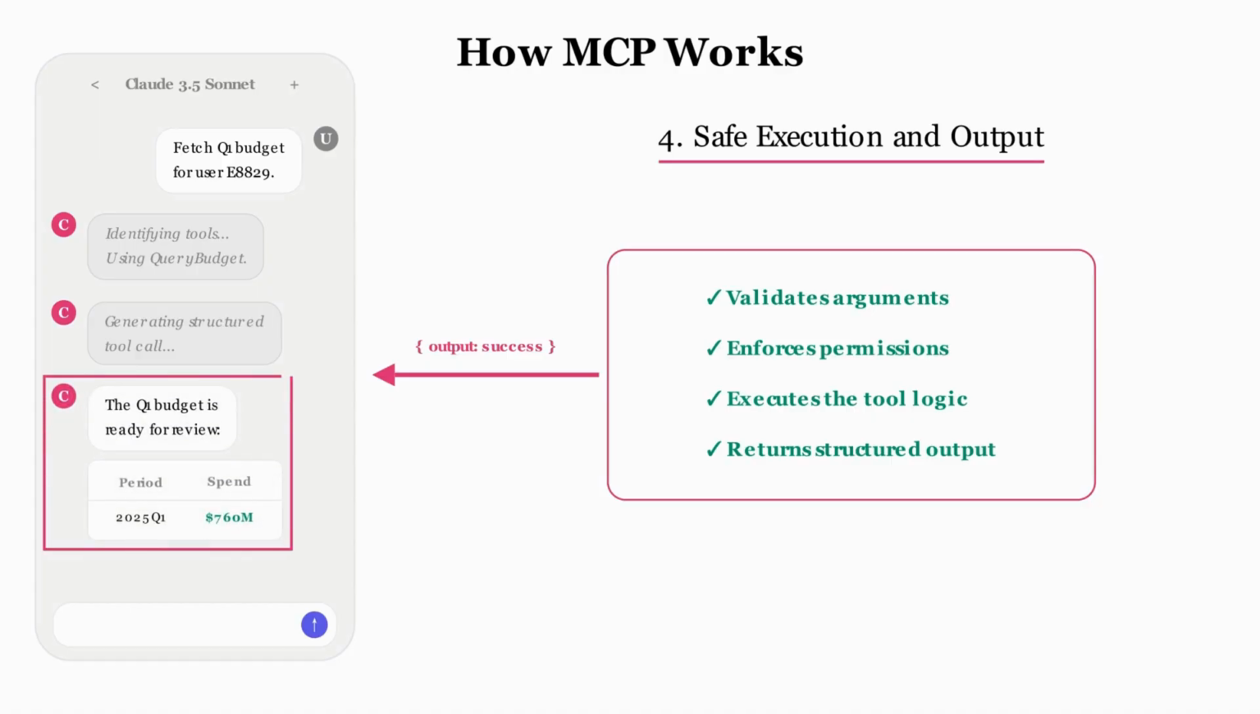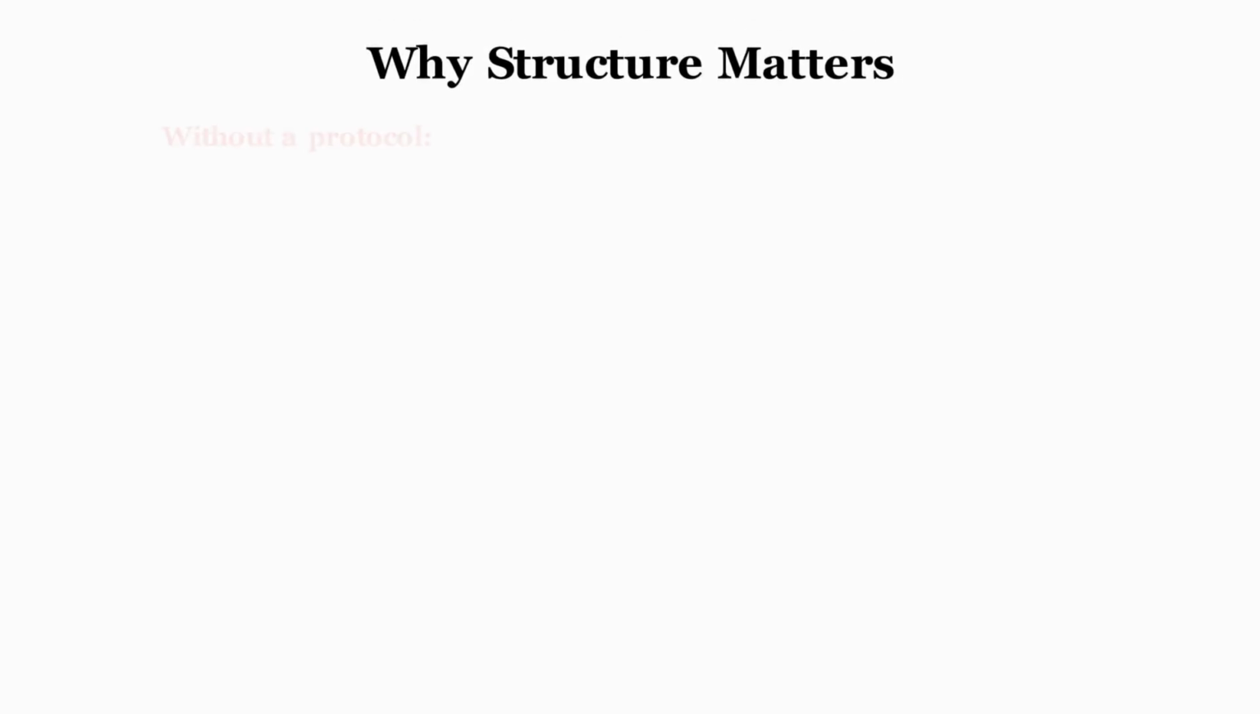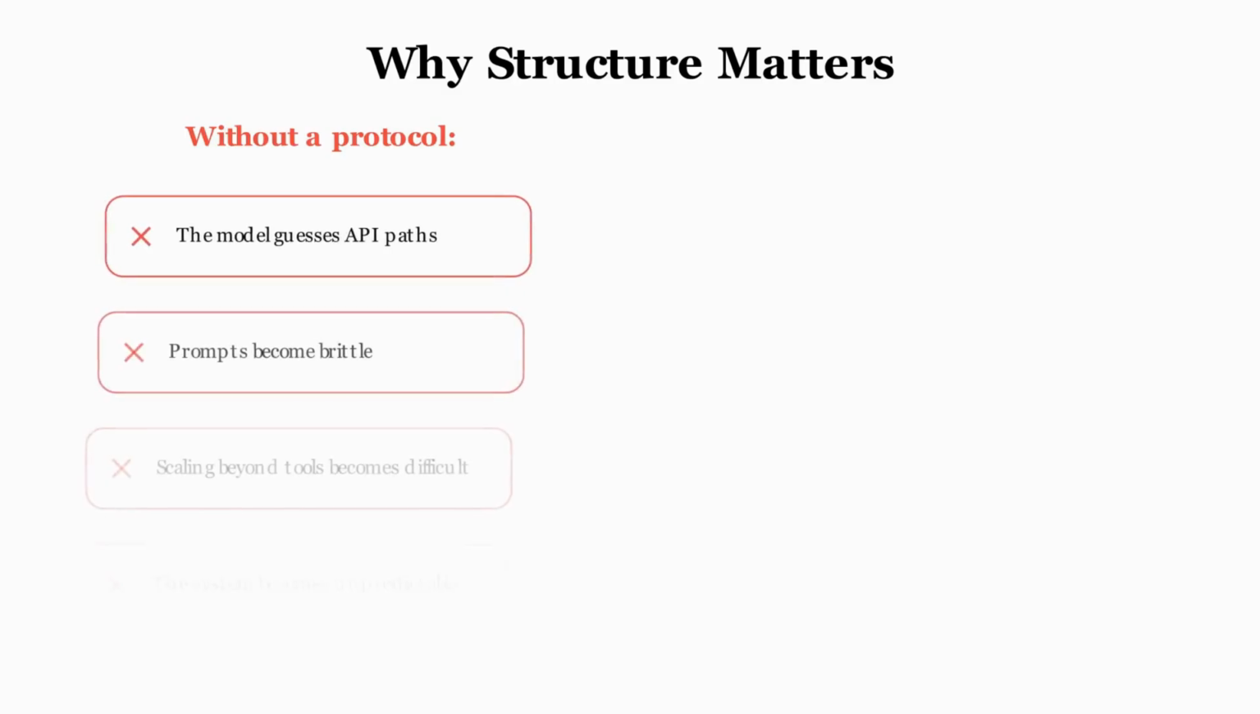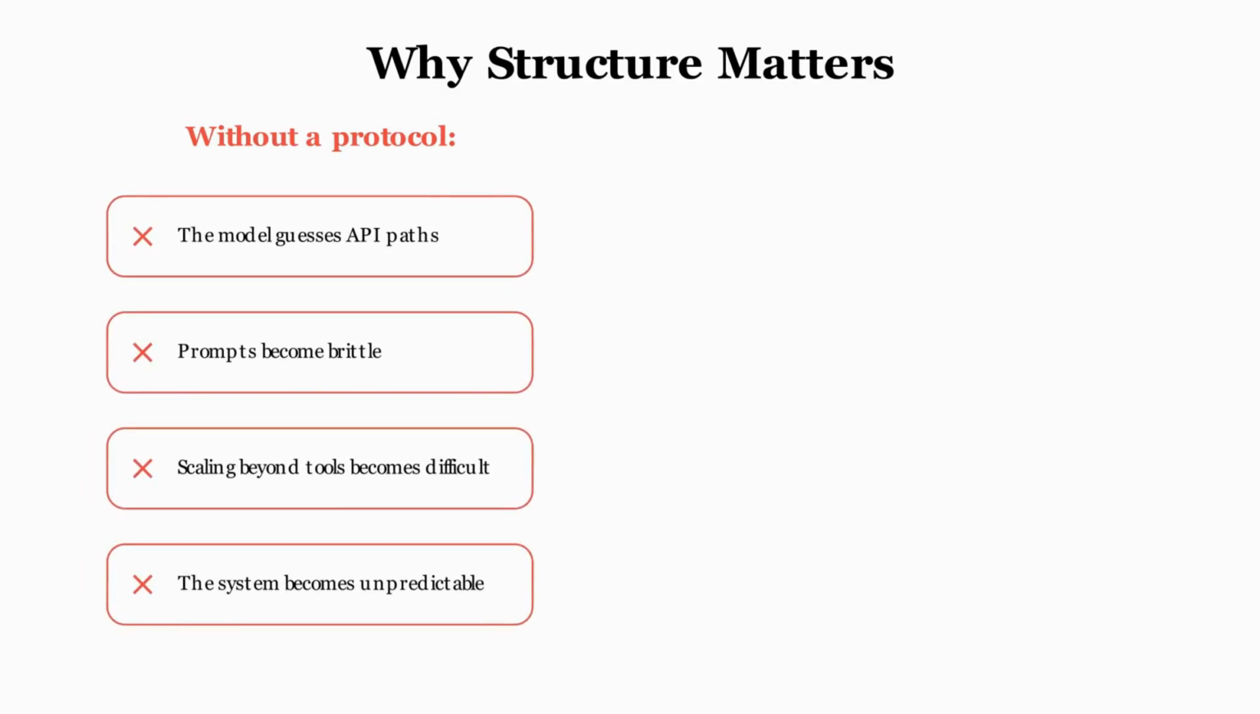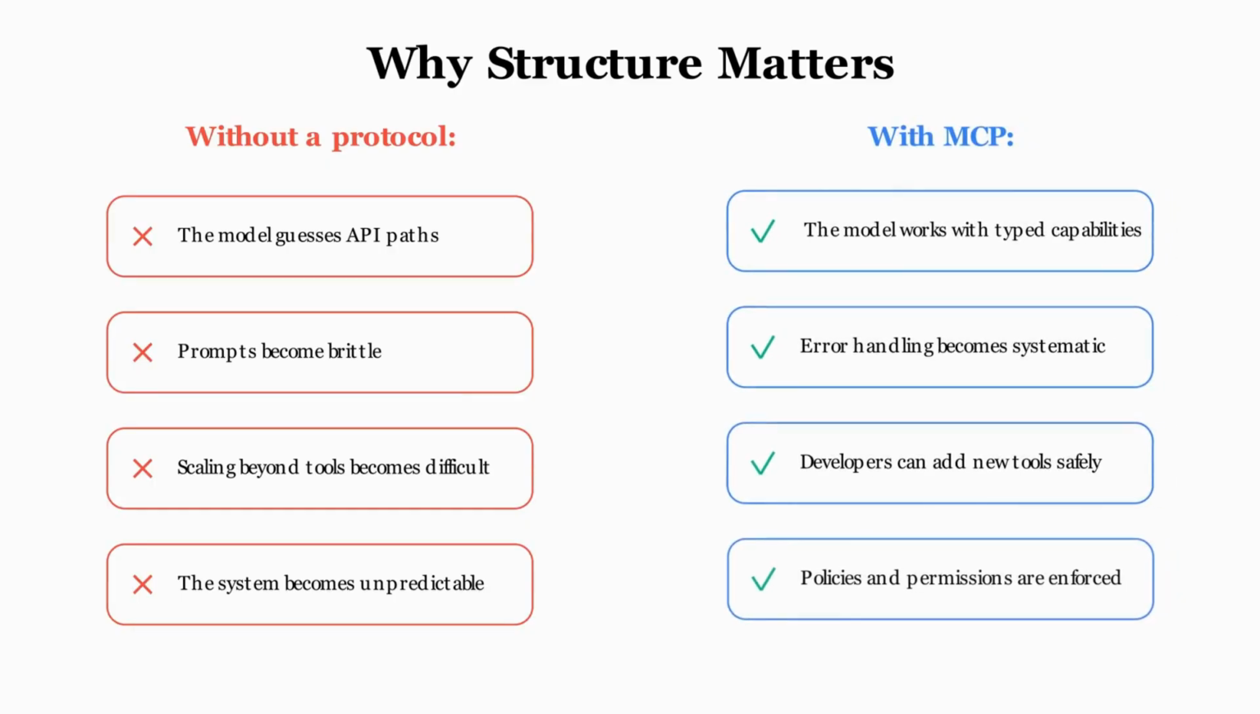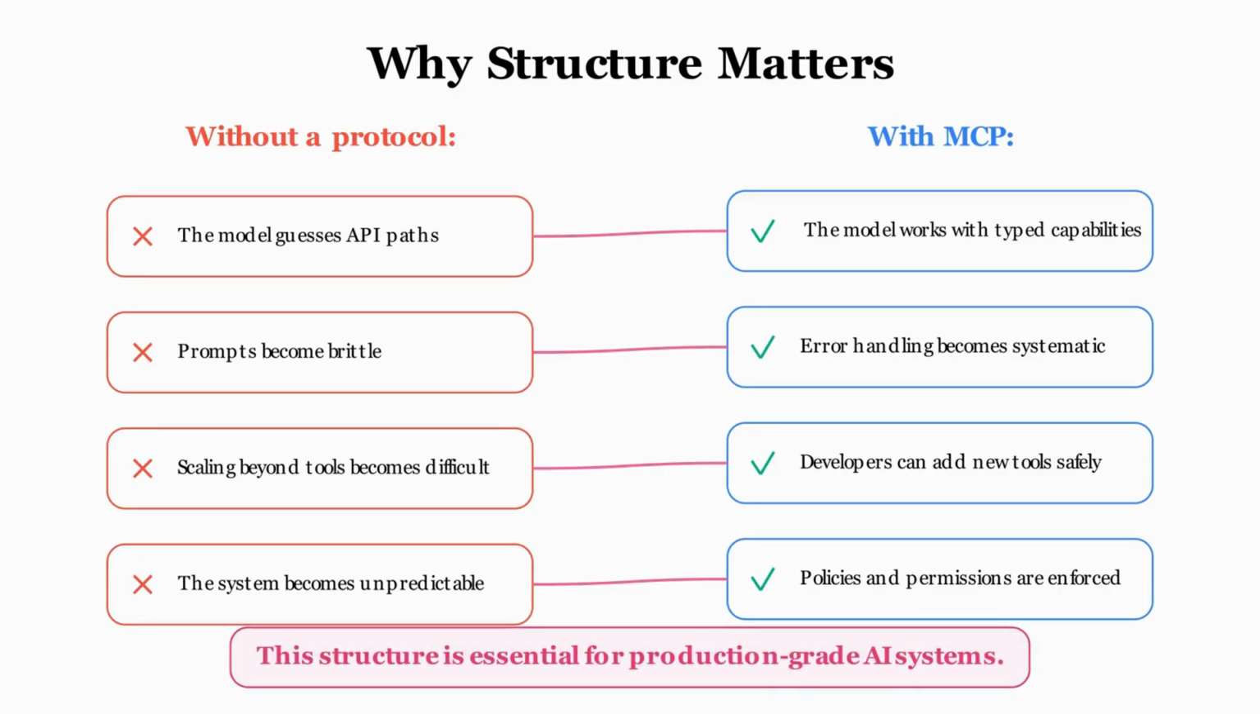But why does structure matter? Without a protocol, the model guesses API paths, prompts become brittle, scaling beyond few tools becomes difficult, the system becomes unpredictable. With MCP, the model works with typed capabilities, error handling becomes systematic, developers can add new tools safely, policies and permissions are enforced. This structure is essential for production-grade AI systems.